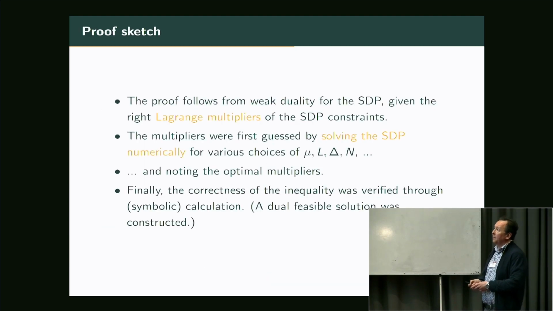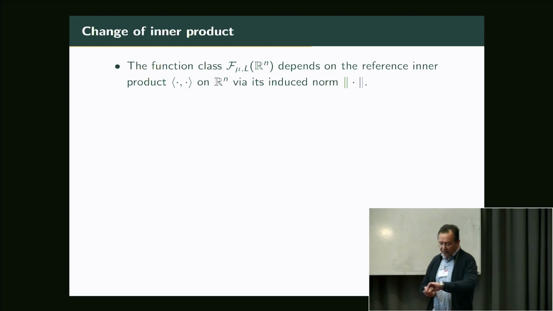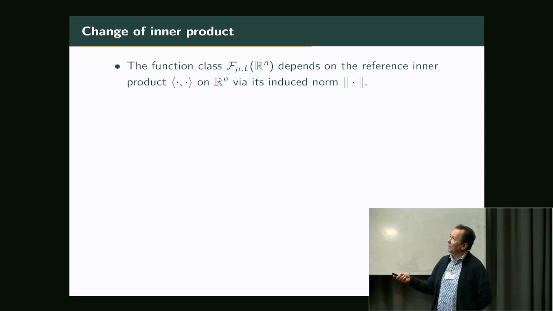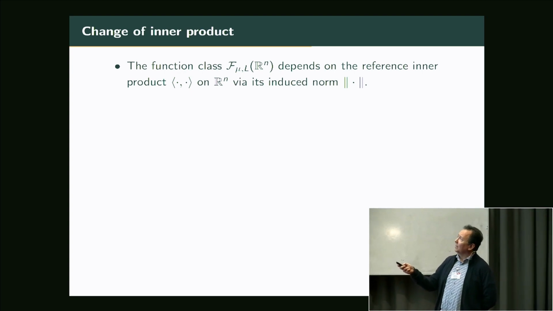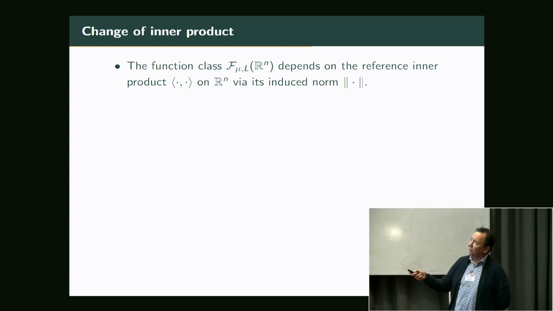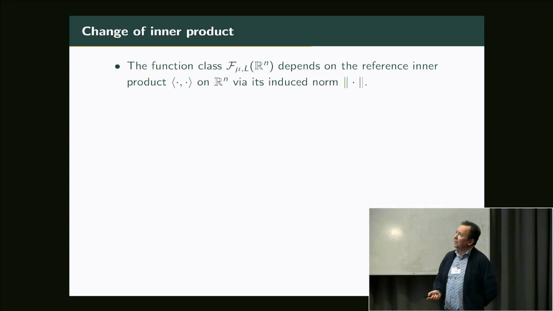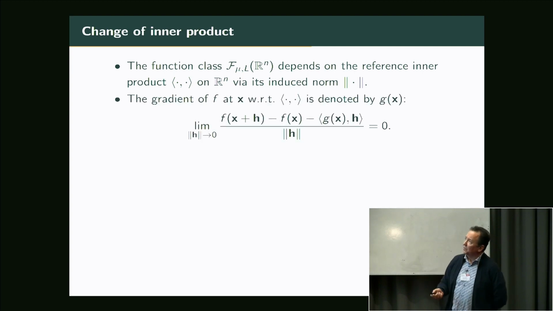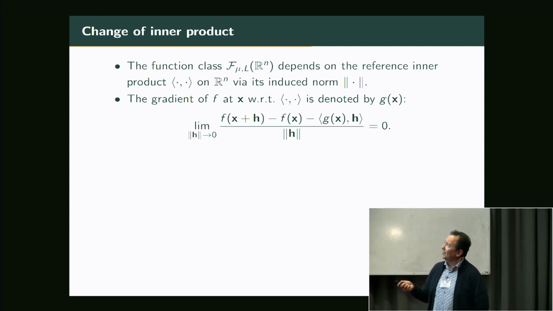Okay, so then the next thing that I would like to talk about, which is for me very interesting, is that this function class f mu L depends on the reference inner product. So why? Because it's defined in terms of a norm. So if we have an underlying reference inner product, of course that induces a norm. And so let's just try to understand what happens.